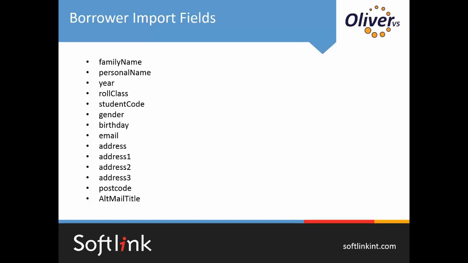So a file would contain this admissions number or UPN if we're going to update existing borrowers. If you're just going to import new borrowers, then that is not absolutely necessary, but it is if you're going to update existing borrowers. Because if your file does not have this, but your Oliver record does, or vice versa, you'll find that you end up with duplicate borrowers. So care needs to be taken with that.